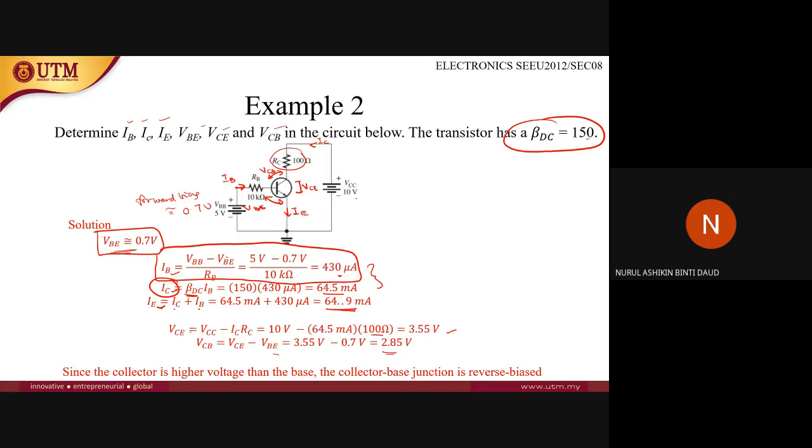Since the collector is at a higher voltage, the voltage at the collector is higher than the base, so the collector-base junction is reverse bias. At the collector here, the voltage is 10 volts, while the base here is 5 volts. So the junction at the collector-base is reverse bias.